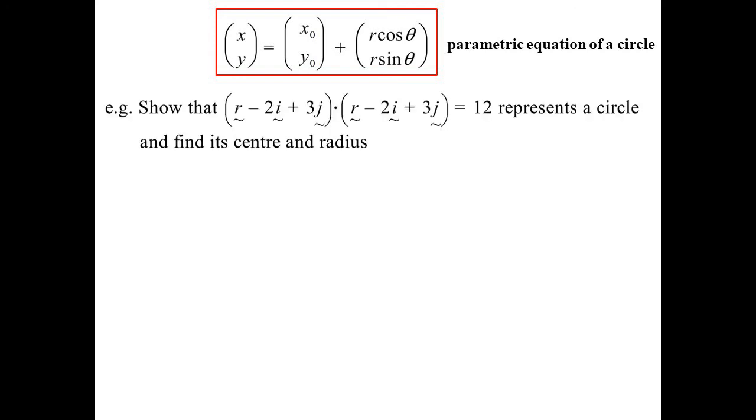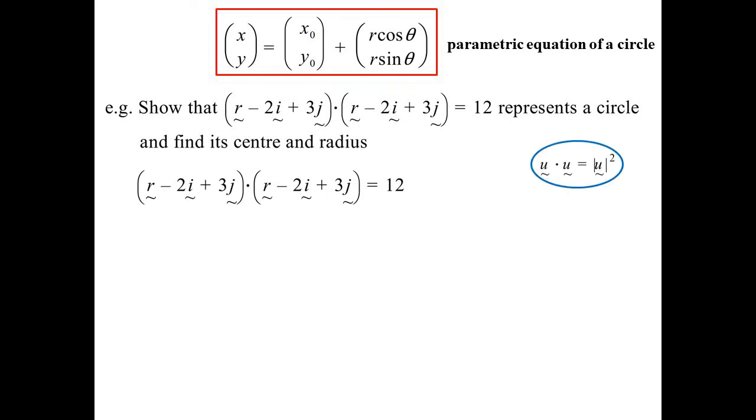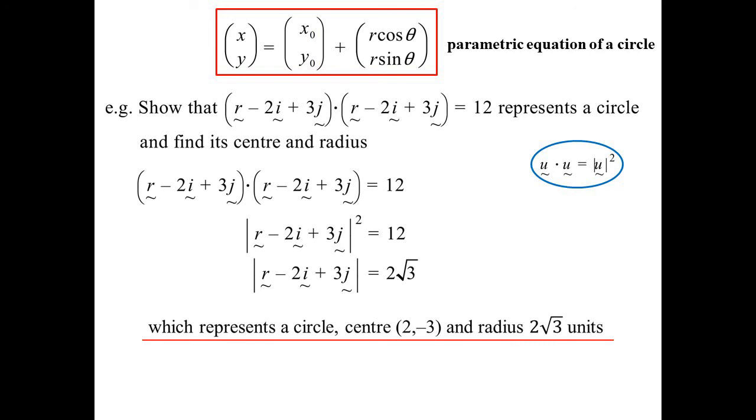All right, we're going to show that this is in fact a circle. Find its centre and radius. Now, it's been written in component form, but we still know that u dot u is the magnitude of u squared, that idea. So that's what we've got here. So what I'm saying is the magnitude of r minus (2i minus 3j) squared will equal 12. Find the square root of both sides. There's the vector equation of a circle. So the centre must be (2, minus 3), and the radius must be 2 root 3.